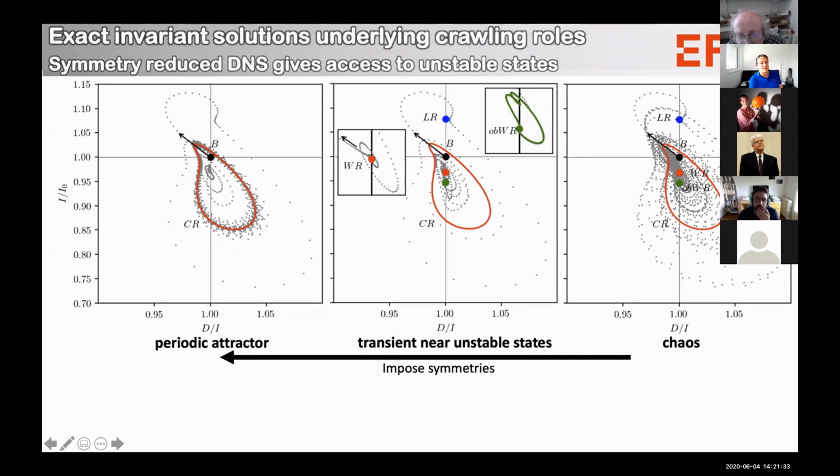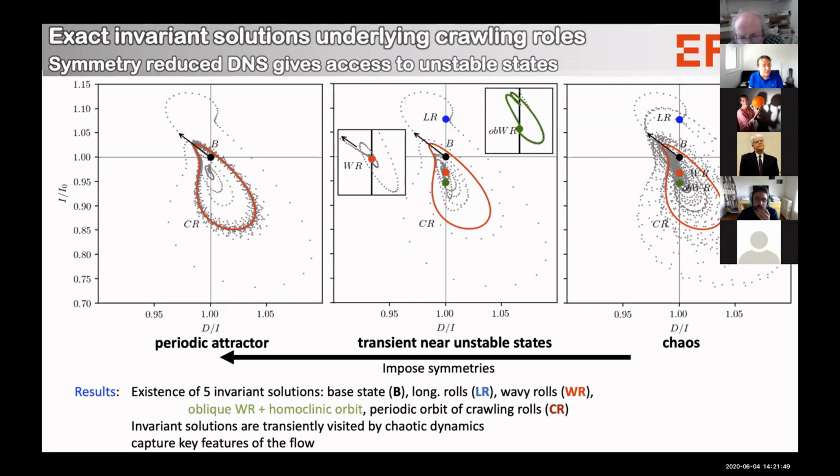So for example, the periodic orbit solution is still present in the larger periodic box, and it's present in the full system with an infinitely extended domain. So what is the result of all of this enterprise? We really found, by doing this, five invariant solutions of the equations.